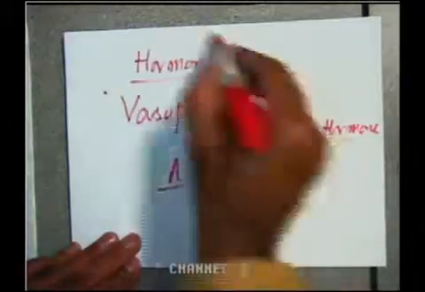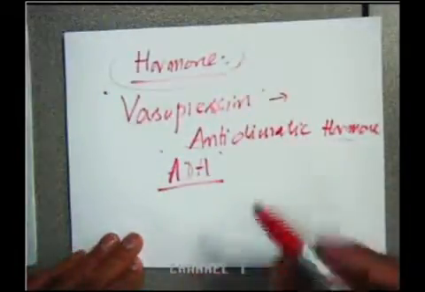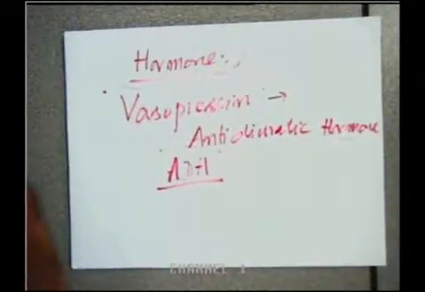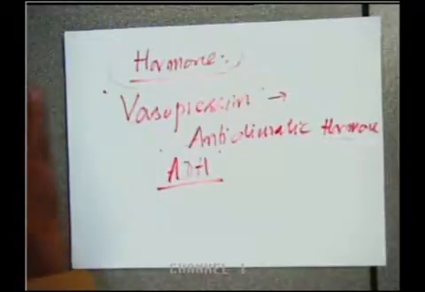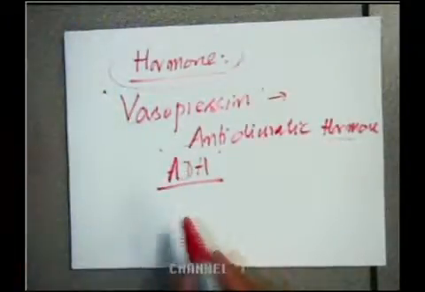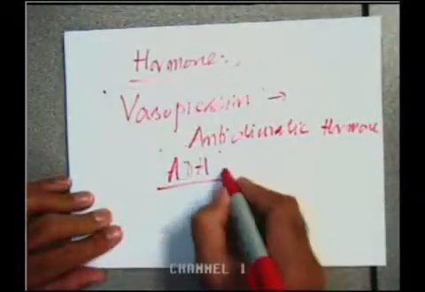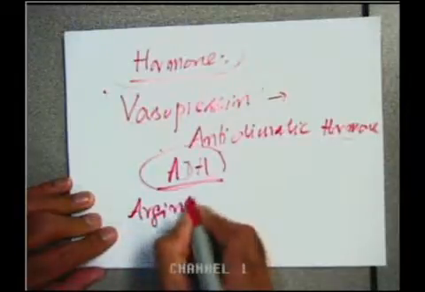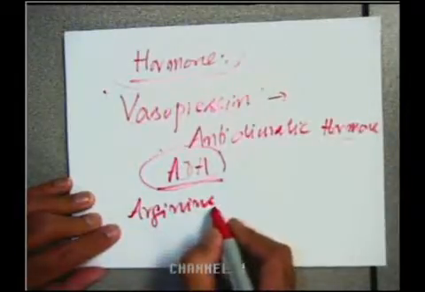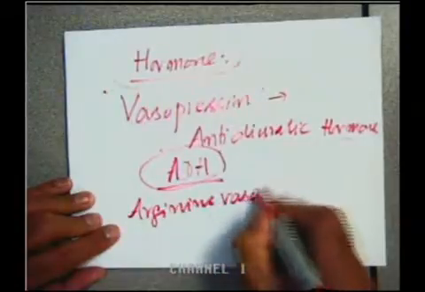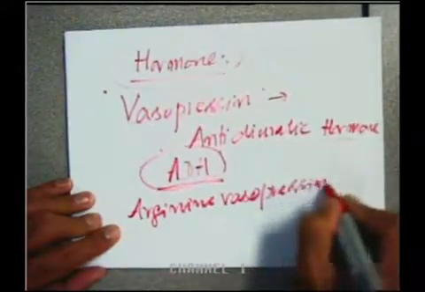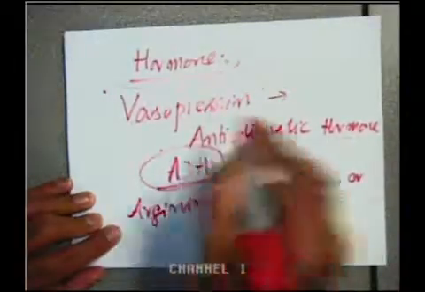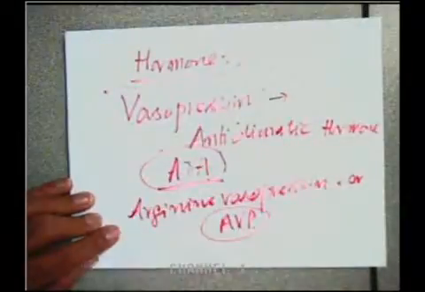So this hormone regulates the osmoregulation or the water reabsorption. Now, the same hormone has another name. Arginine, because it is arginine-rich; arginine is an amino acid. Arginine vasopressin, or otherwise called AVP. So either AVP or ADH or vasopressin, all the same.